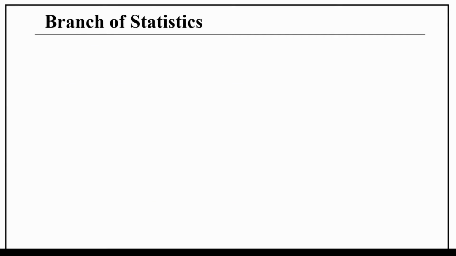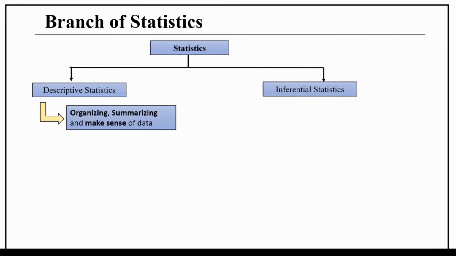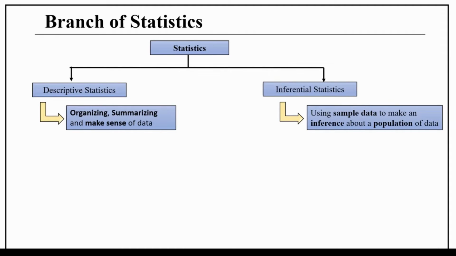Let's go to our next topic, branches of statistics. Basically, there are two major types of statistics: descriptive statistics and inferential statistics. Descriptive statistics is all about organizing, summarizing and making sense of data. In inferential statistics, we use sample data to make an inference about a population of data.